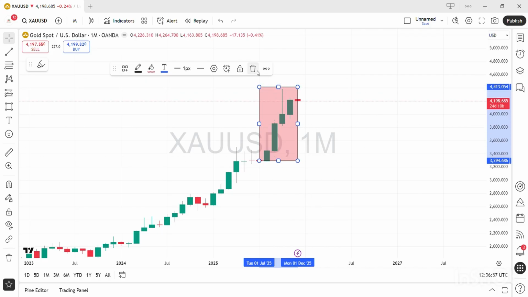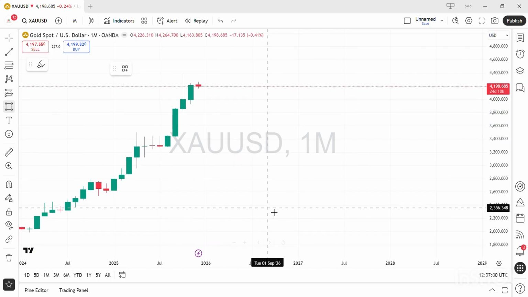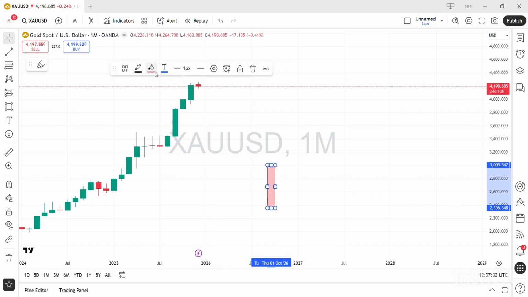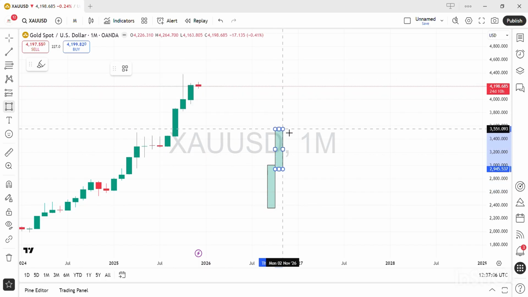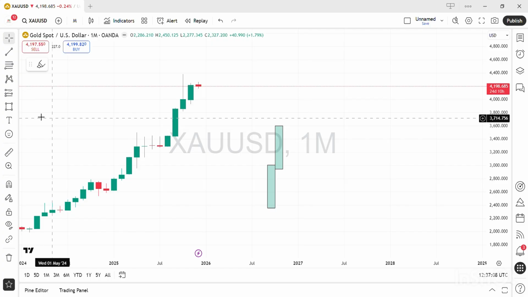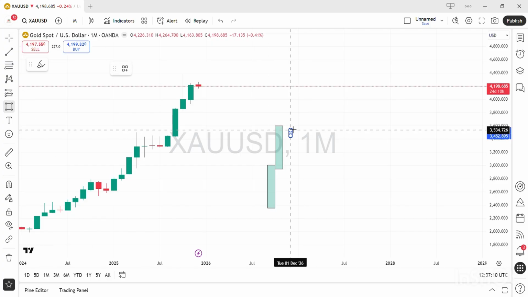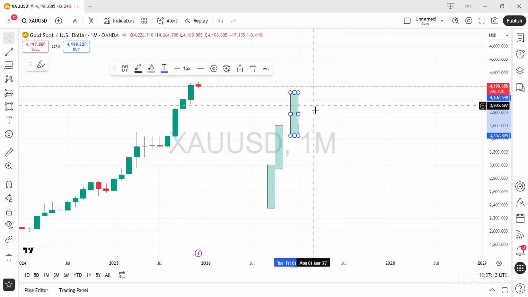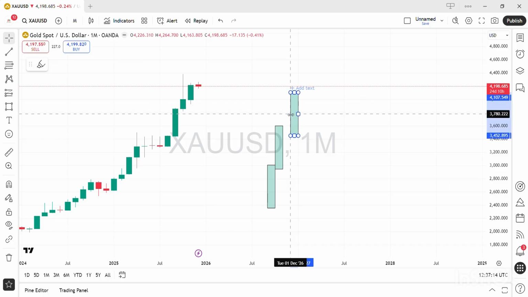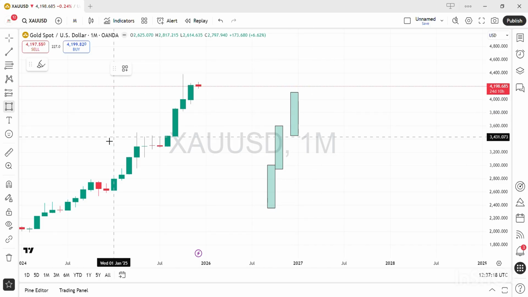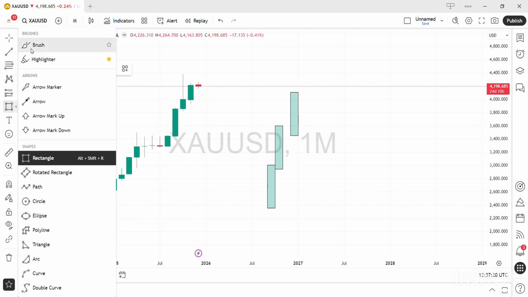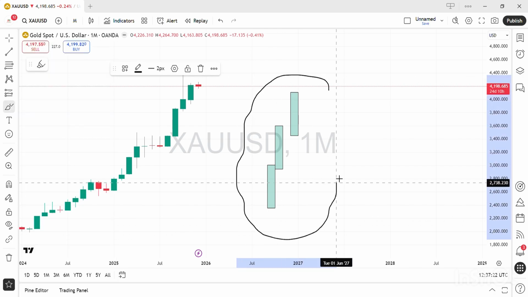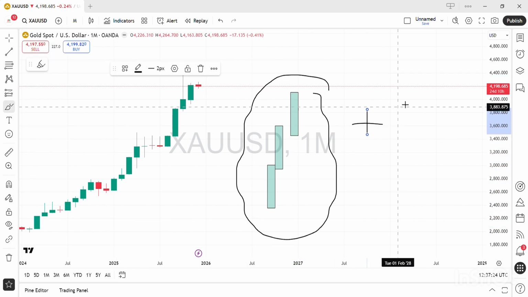Let's talk about this. First we have a green candle, and then consecutively we have two green candles. Then there is a chance that the third candle will also be green. Why? Because this is a pattern known as the three soldier pattern, and if we have a three soldier pattern formation, then there is a 95% chance that the fourth candle will also be green.